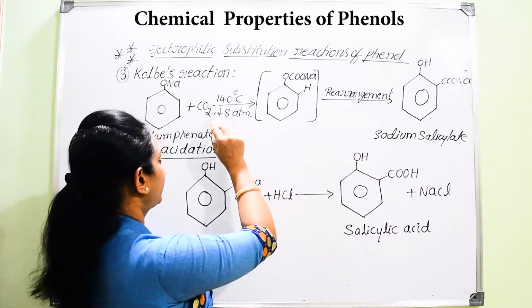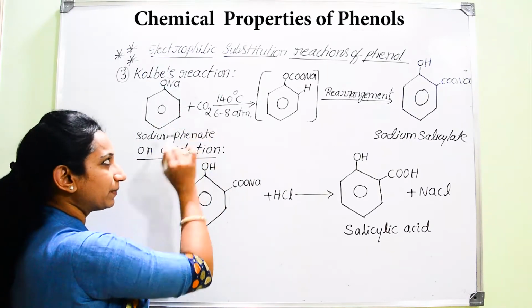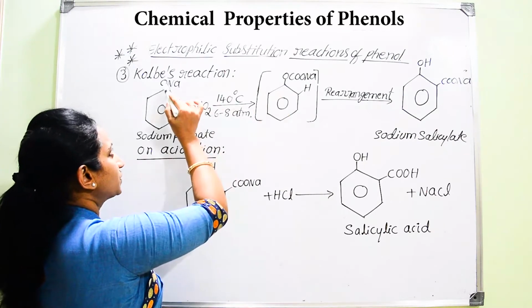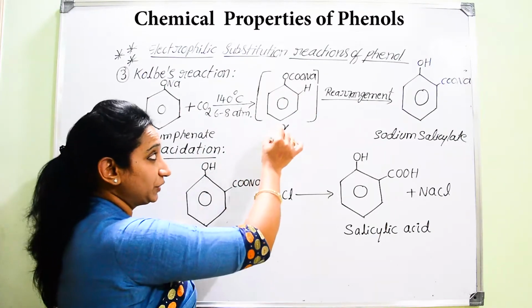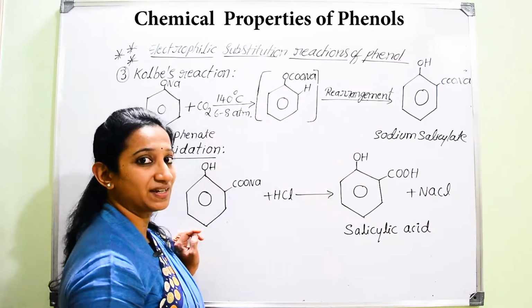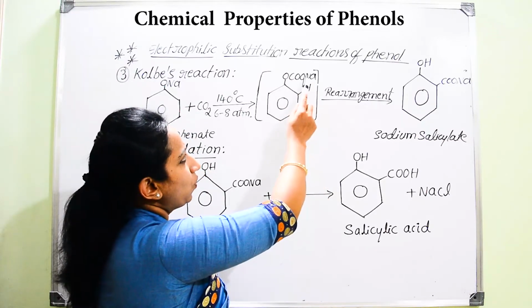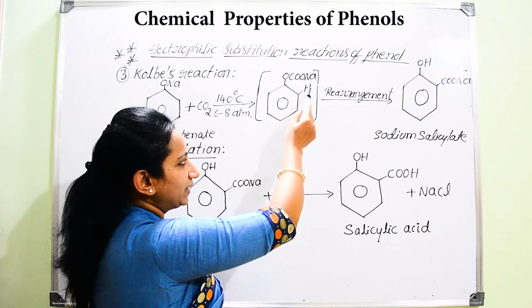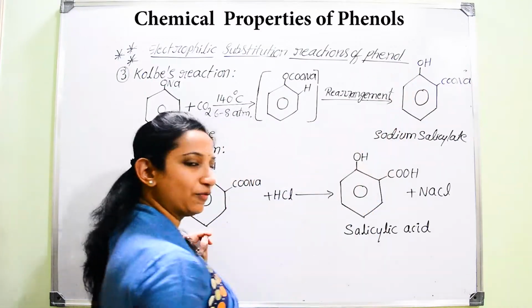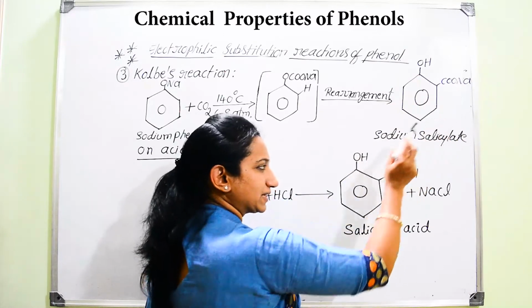In the very first step, when the ONa group interacts with carbon dioxide, there is attachment of the COO group in between oxygen and sodium, as you can find here. But it is unstable. It is an intermediate compound, so it will undergo rearrangement. During this rearrangement, the COONa group takes the place of hydrogen. This hydrogen becomes stabilized along with oxygen in the form of an OH group. Once it gains stability, it converts into sodium salicylate.